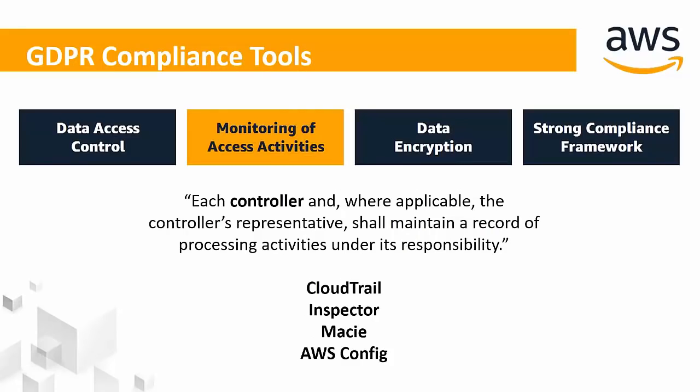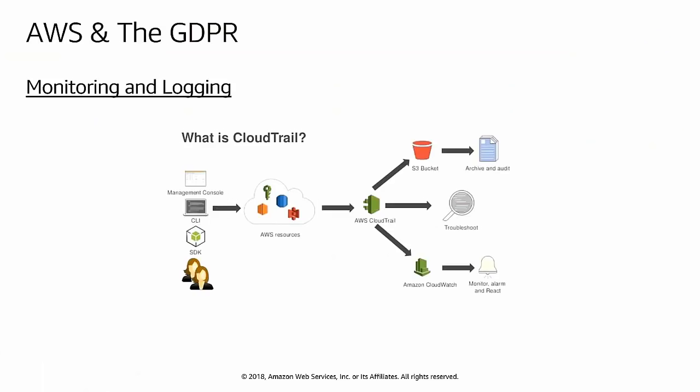Another very important area of GDPR is the monitoring of access activities. Also, this is explicitly mentioned in the regulation. So each controller and, where applicable, the controller's representative shall maintain a record of processing activities under its responsibilities. So as I explained, you should monitor who has access to the personal data, and of course maintain a record of that. As well, I think we have a very powerful tool in this regard. It's called CloudTrail.